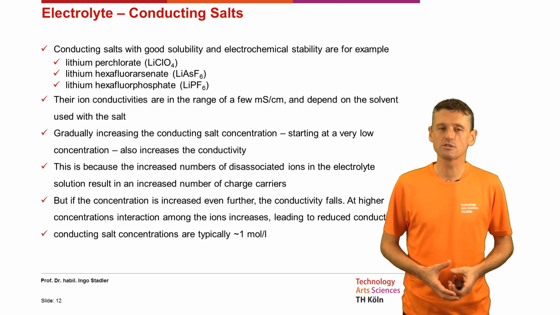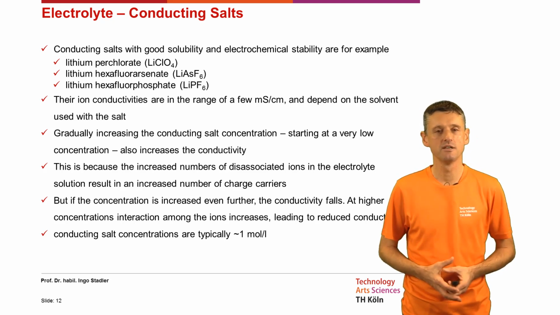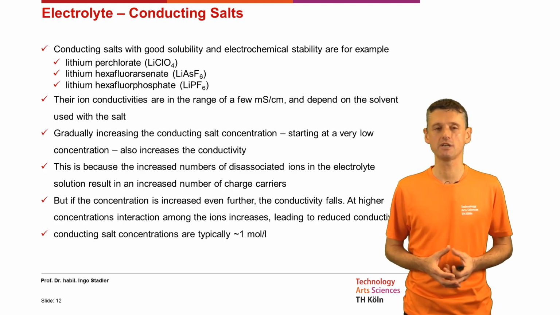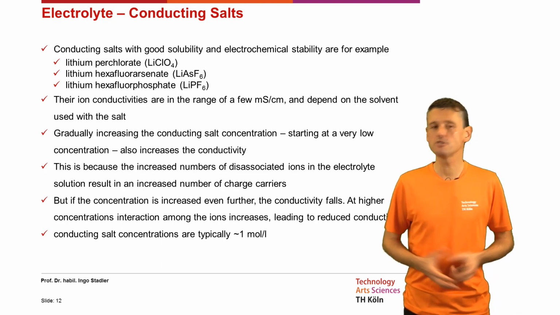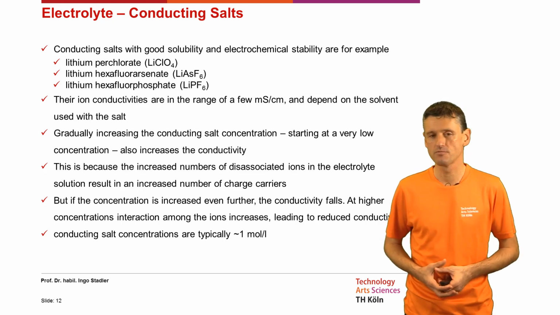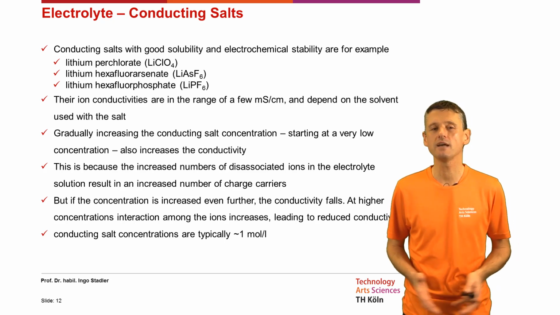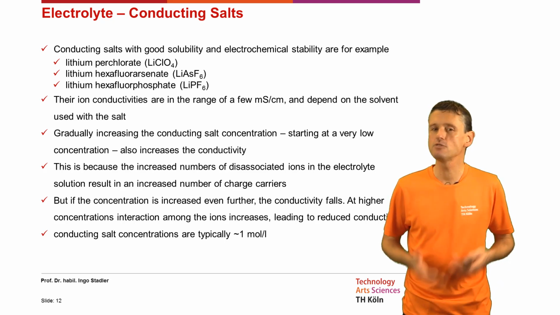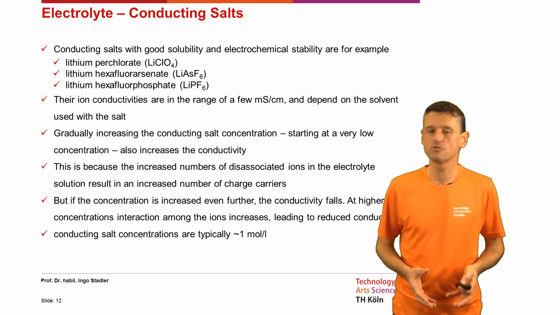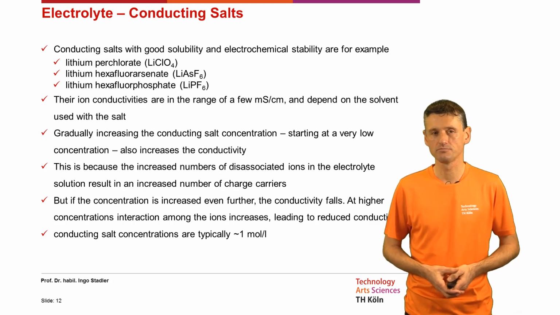Gradually increasing the conducting salt concentration, starting at a very low concentration, also increases the conductivity. This is because the increased number of dissociated ions in the electrolyte solution results in an increased number of charge carriers. But if the concentration is increased even further, the conductivity falls. At higher concentrations, interaction among the ions increases, leading to reduced conductivity. Conducting salt concentrations are typically around 1 mole per liter.